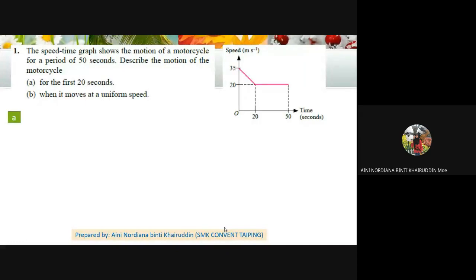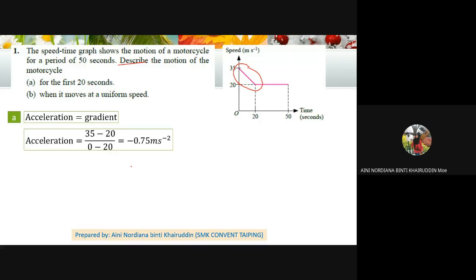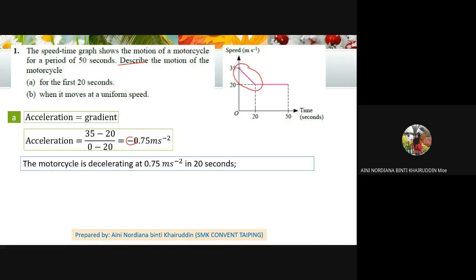The speed-time graph shows the motion of a motorcycle for a period of 50 seconds. Describe the motion of the motorcycle for the first 20 seconds. First, acceleration equals gradient. Since this is negative acceleration, this is actually deceleration, or acceleration with a negative sign. So describe: the motorcycle is decelerating at 0.75 meter per second square in 20 seconds.